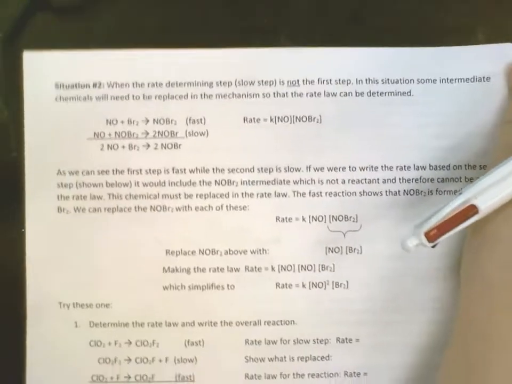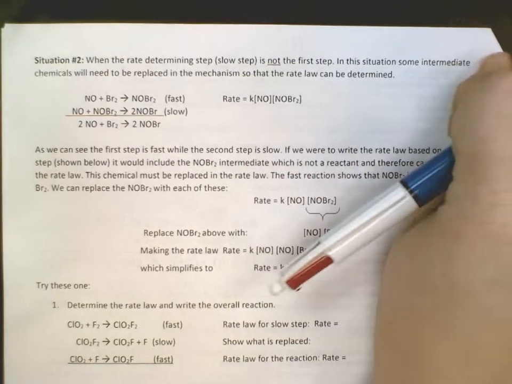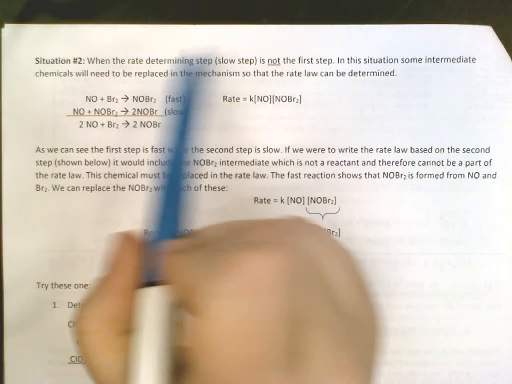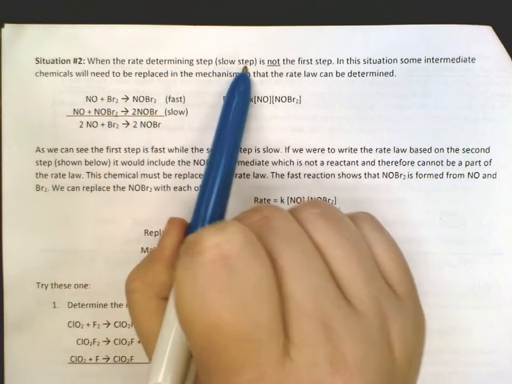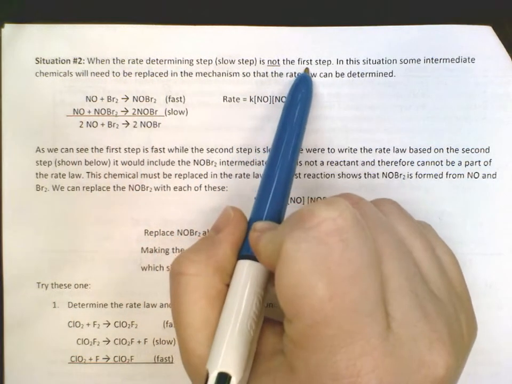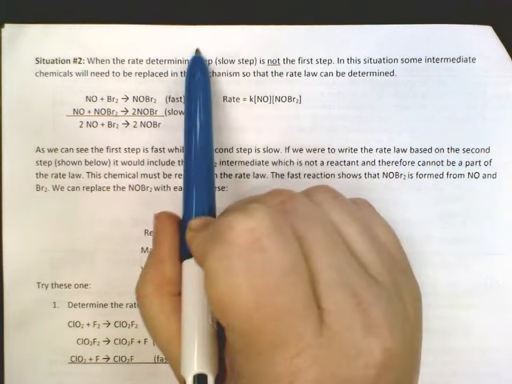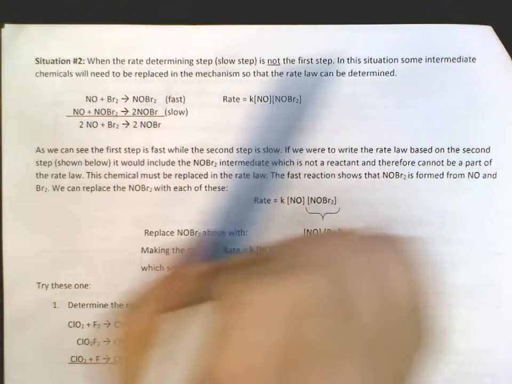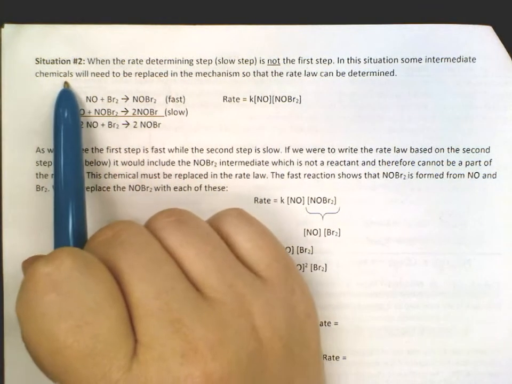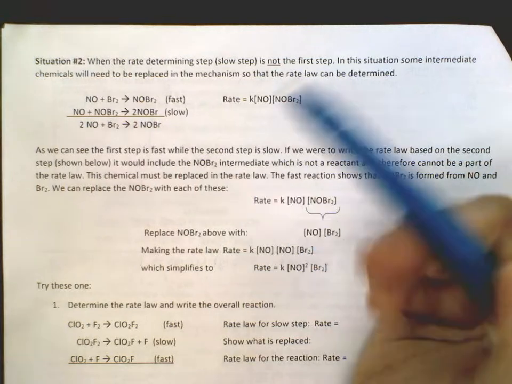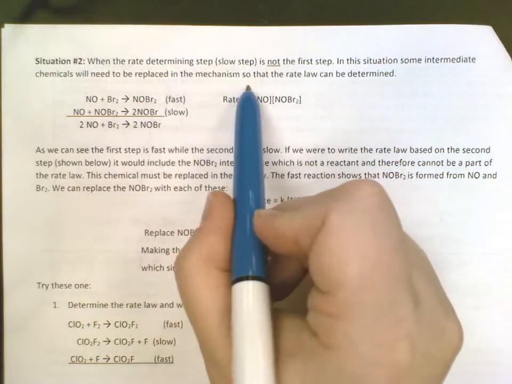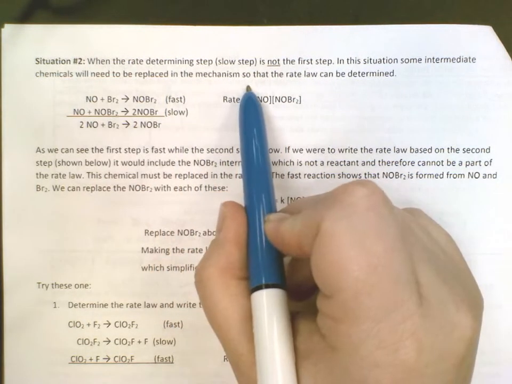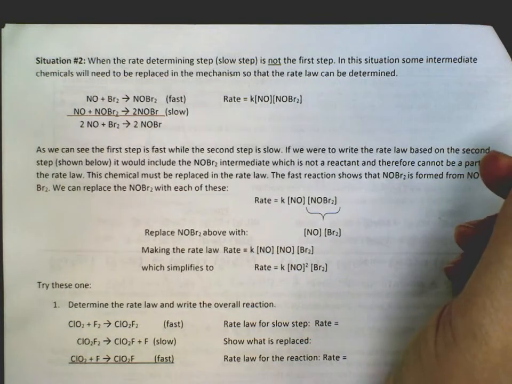All right, turn your page over and see what happens in situation number 2. In situation 2, when the rate determining step, or slow step, is not the first step, we get a different situation. In this situation, some intermediate chemicals, the ones that are formed and then used, need to be replaced in our mechanism so that the rate law can be determined.